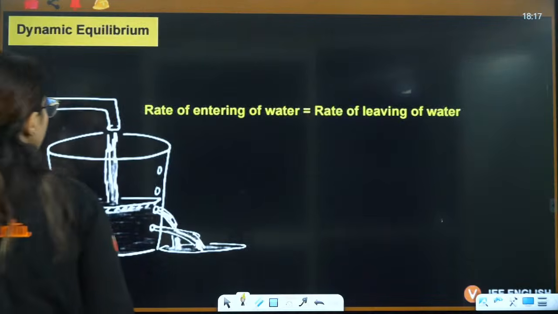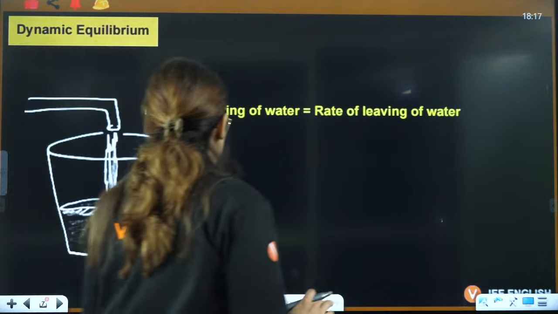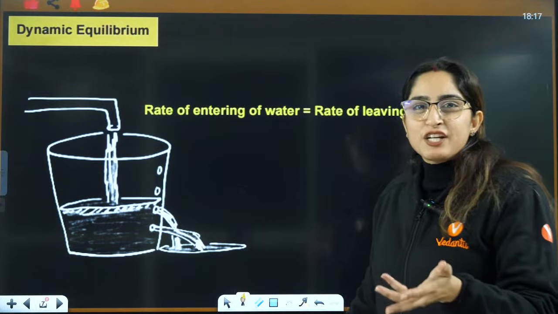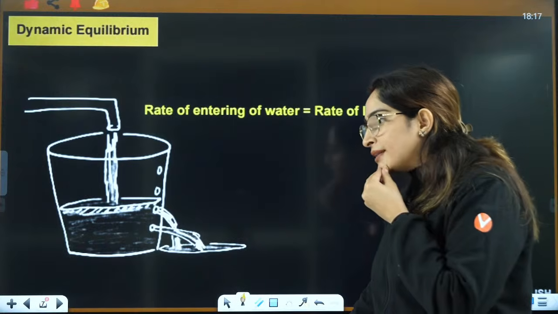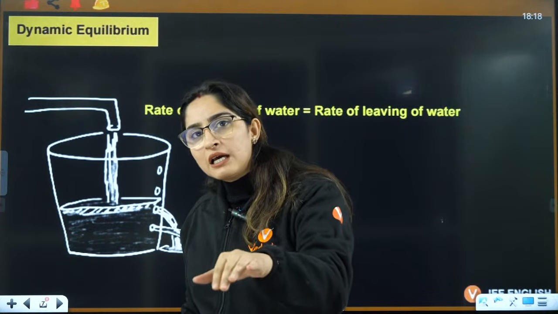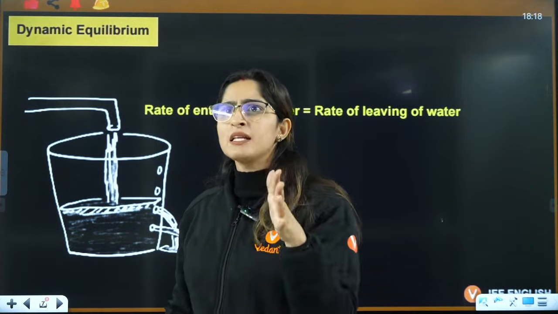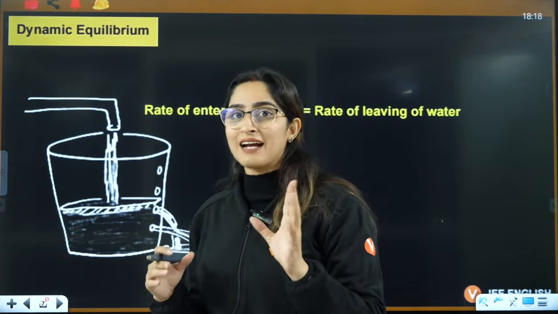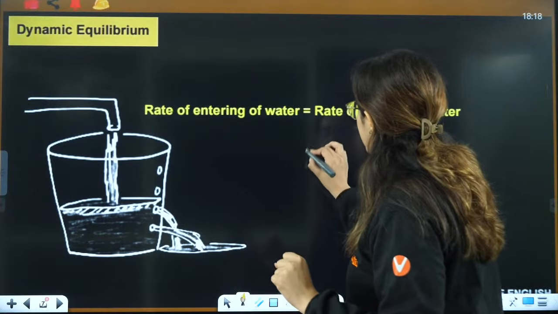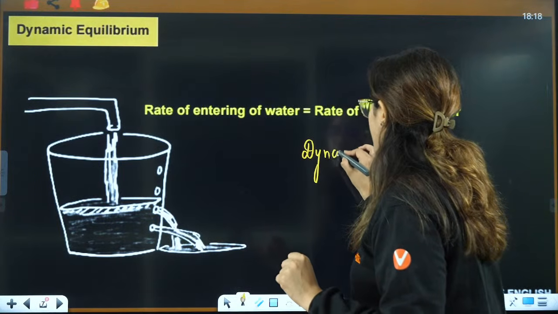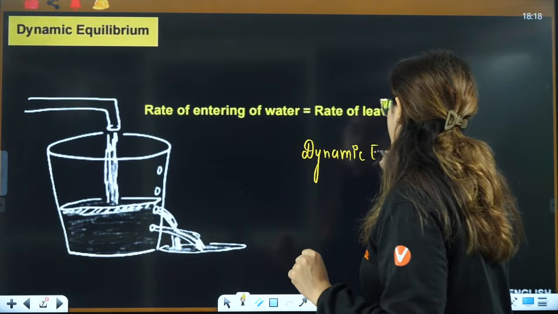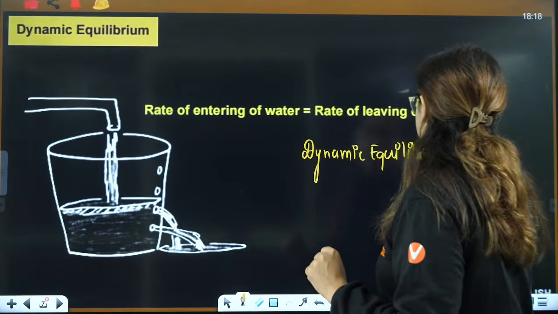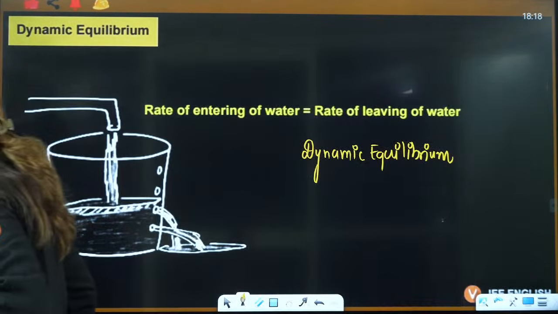Okay, everybody, right? Okay. Now see one thing. Okay, ma'am, rate of forward direction and backward direction is same. That means, ma'am, you are saying that nothing will change. Means this is in a static condition. No, it is not static. Actually, it is in the dynamic equilibrium. Ma'am, what is dynamic equilibrium? What do you mean by dynamic? Tell me. Everybody in the chat box, let me know what is dynamic.